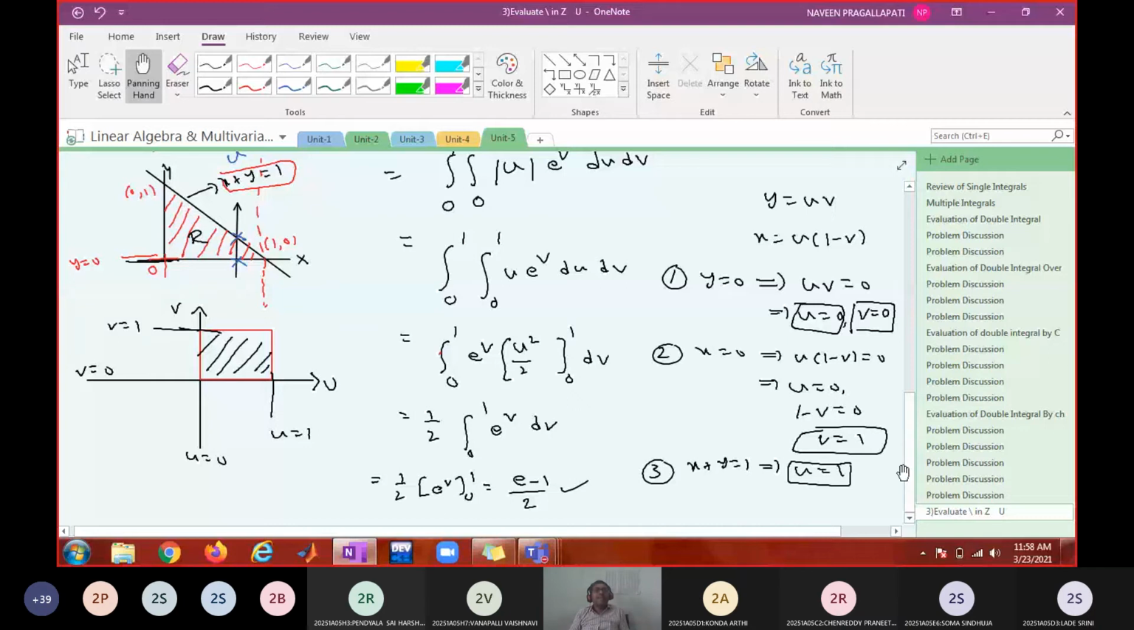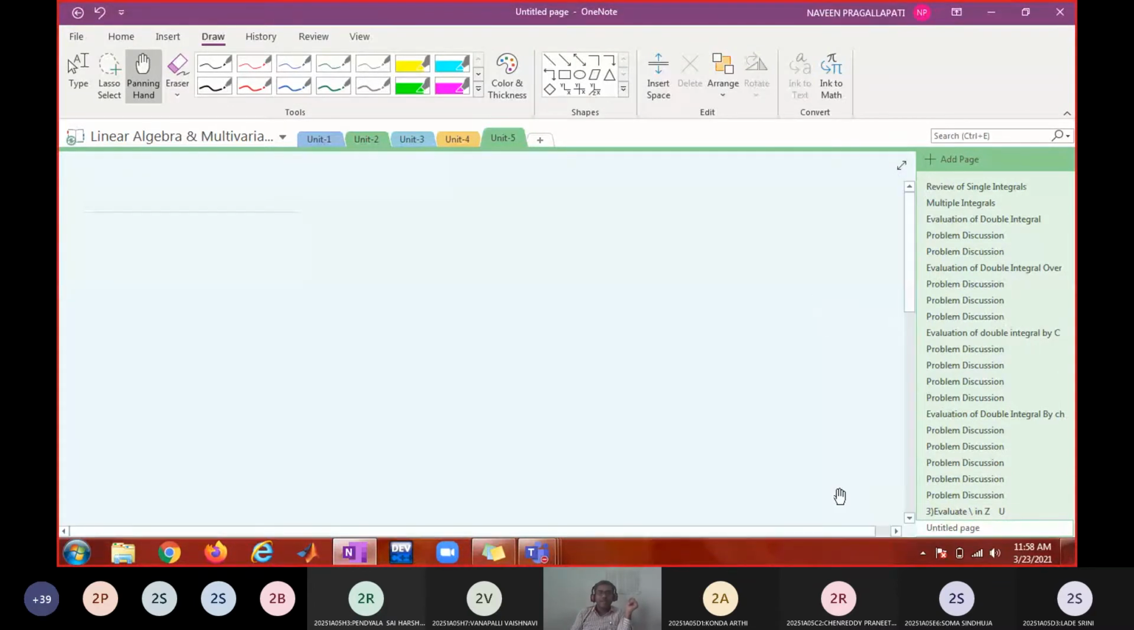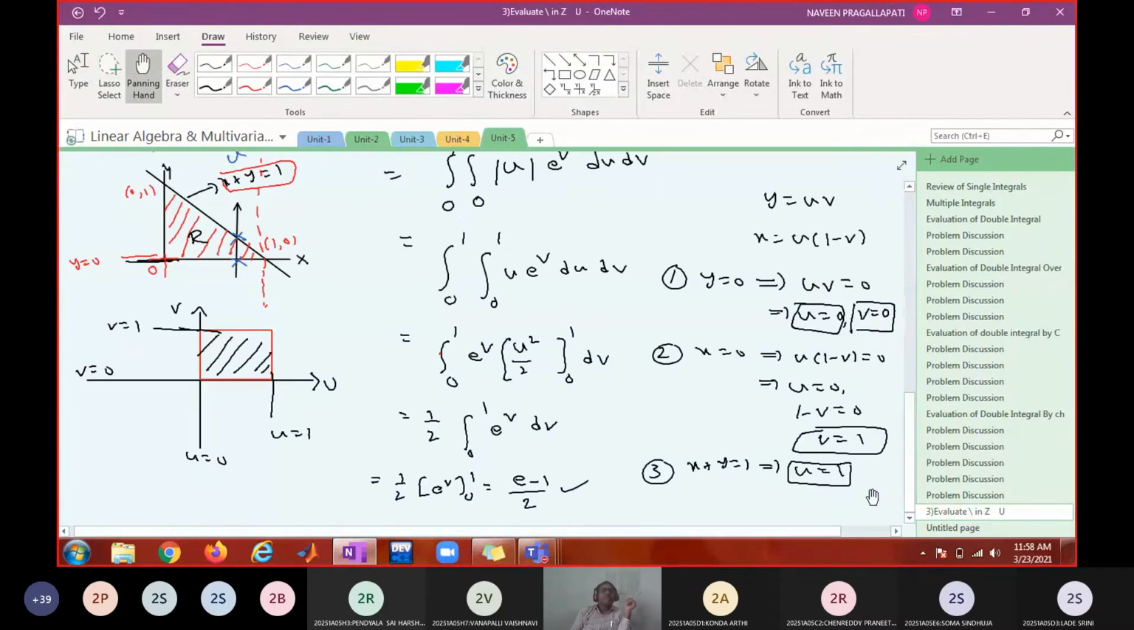So this is all about double integrals. You have learned various concepts of evaluating the double integral. Now we'll go to the triple integral. Did you copy this problem? Shall I proceed?